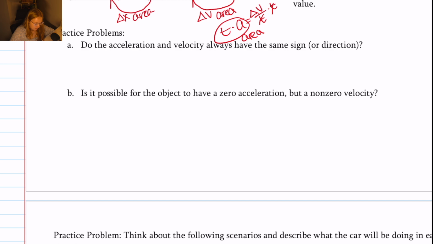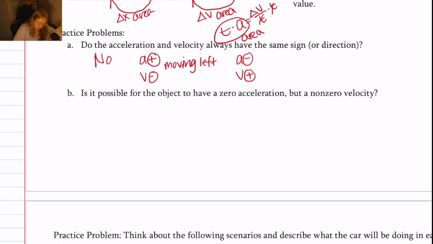Do the acceleration and velocity always have to have the same sign? No, your acceleration could be positive and velocity could be negative. Your acceleration could be negative and your velocity could be positive. This one just means you're moving left, accelerating right, because velocity is negative. Negative is moving left, but then you're accelerating in the opposite direction. And then the other example would be if you're moving right, but accelerating left. Moving right because velocity is positive, and accelerating left because acceleration is negative.